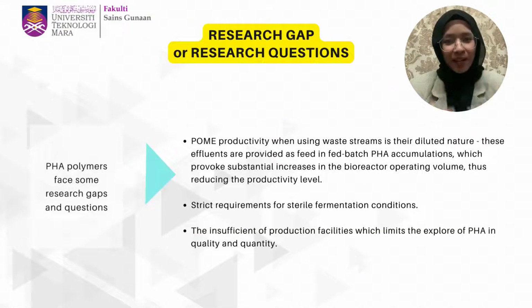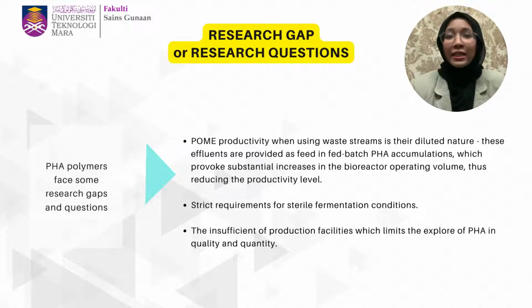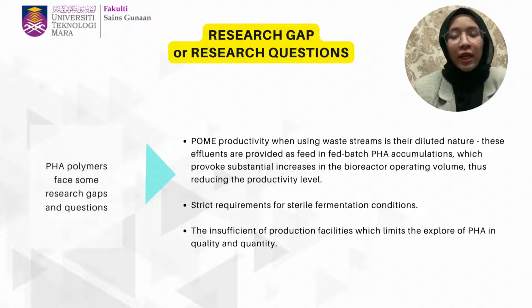In this review, we analyze and investigate whether PHA polymers face some research gaps and questions. First, POME productivity when using waste streams is limited by their diluted nature, as these effluents are provided as feed in the fed-batch PHA accumulation, which provokes a substantial increase in the bioreactor operating volume, thus reducing the productivity level. Nevertheless, a strict requirement for sterile fermentation conditions, together with insufficient production facilities, limits the exploitation of PHA in quality and quantity.